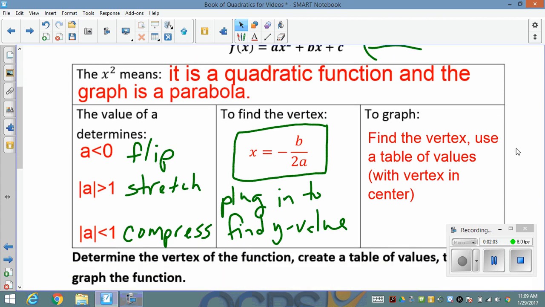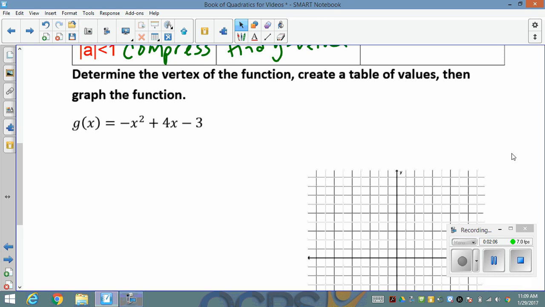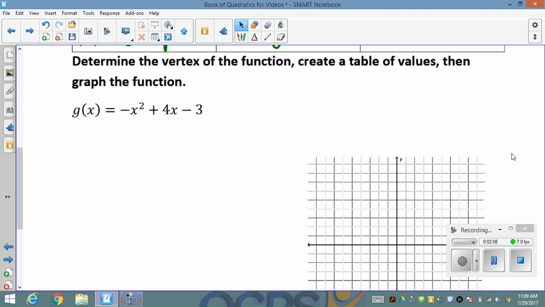Okay, let's look at an example where we are graphing. It says determine the vertex of the function, create a table of values, then graph. So the first thing I'm going to do is finding that vertex. I need to decide what my a, b, and c are. So remember, the a is in front of your x squared, the b is in front of your x, and the c is your constant.